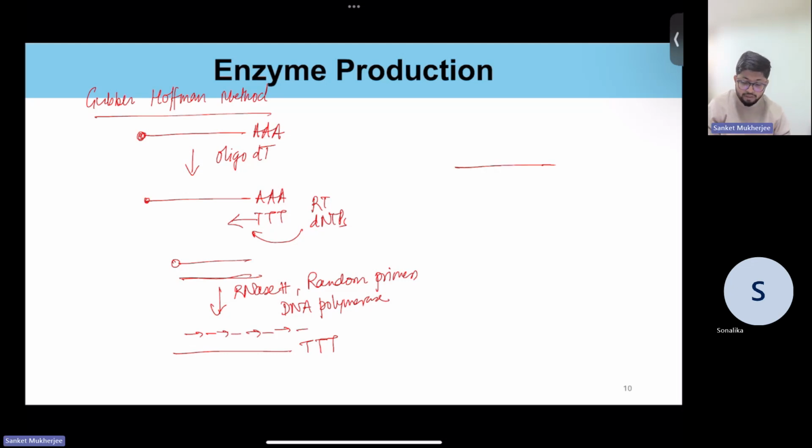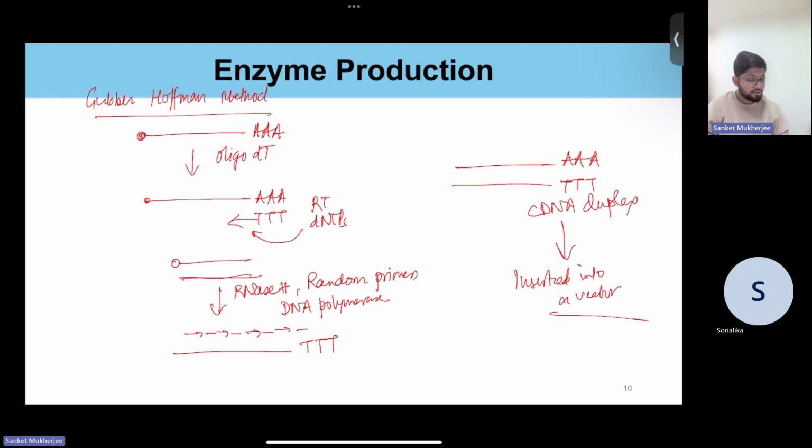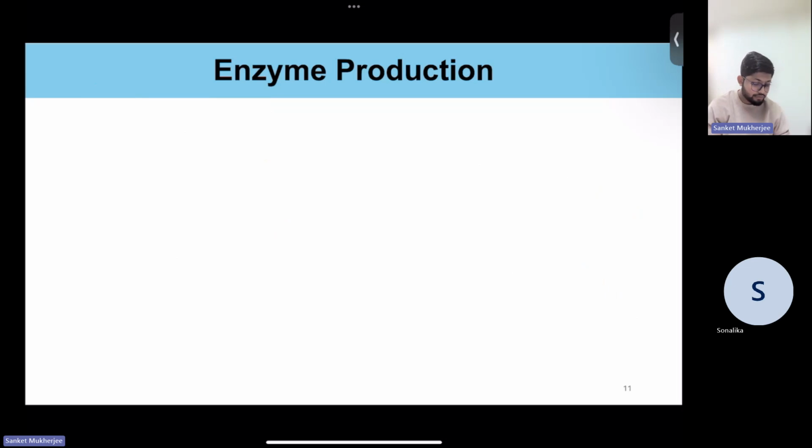Now you will have something as the duplex of cDNA. This is a cDNA duplex, and then this can be further inserted into a vector. Okay, so this is all about cDNA synthesis, how to screen.